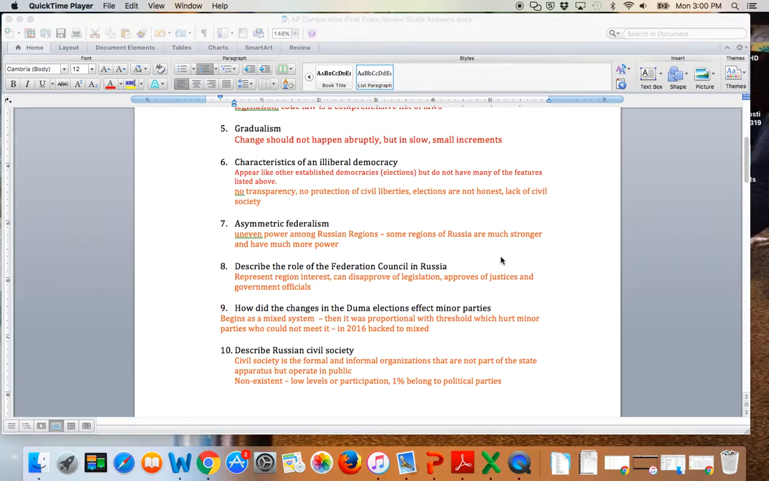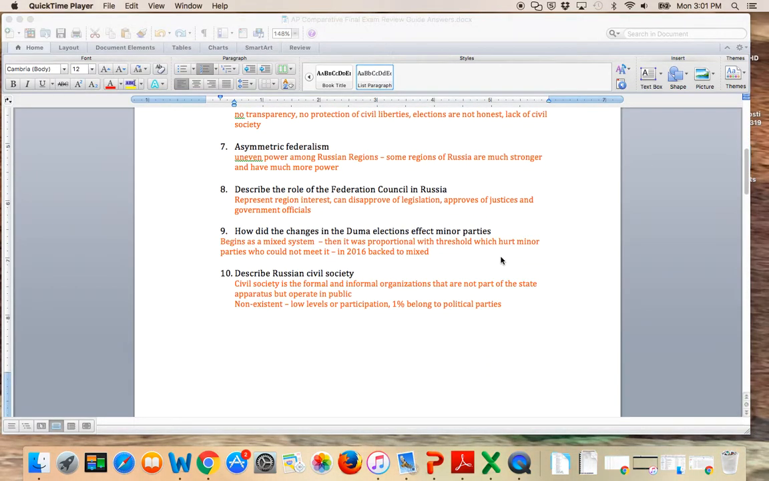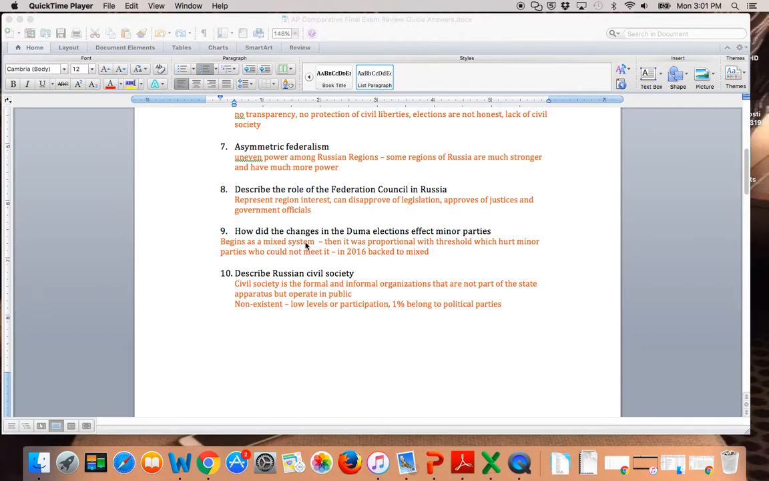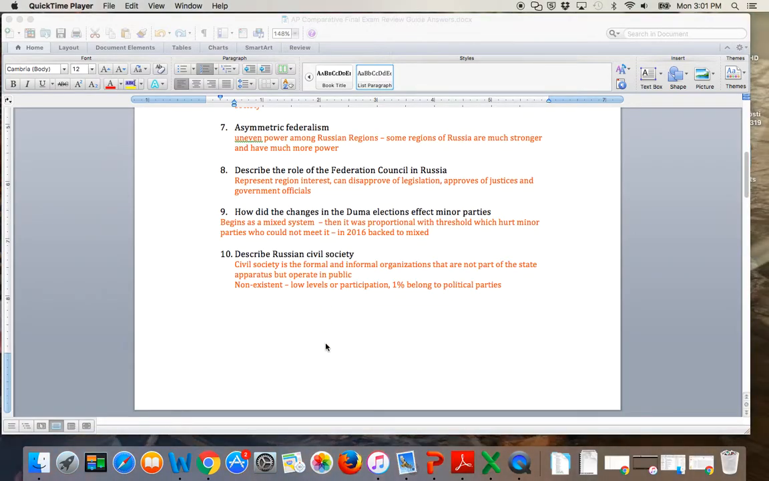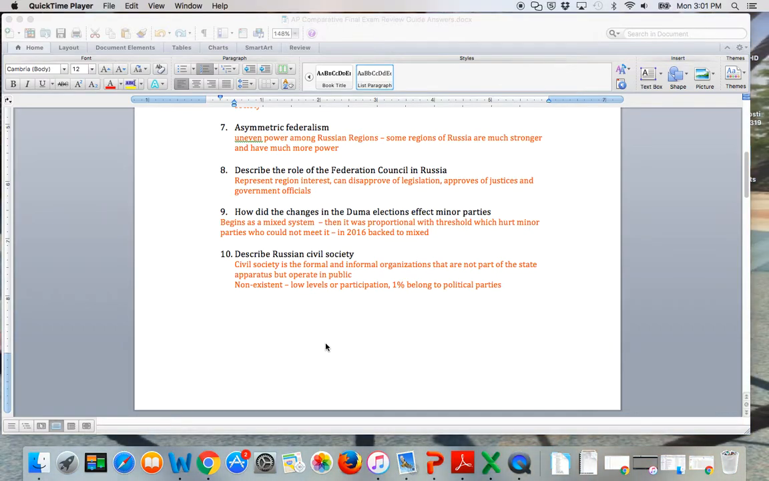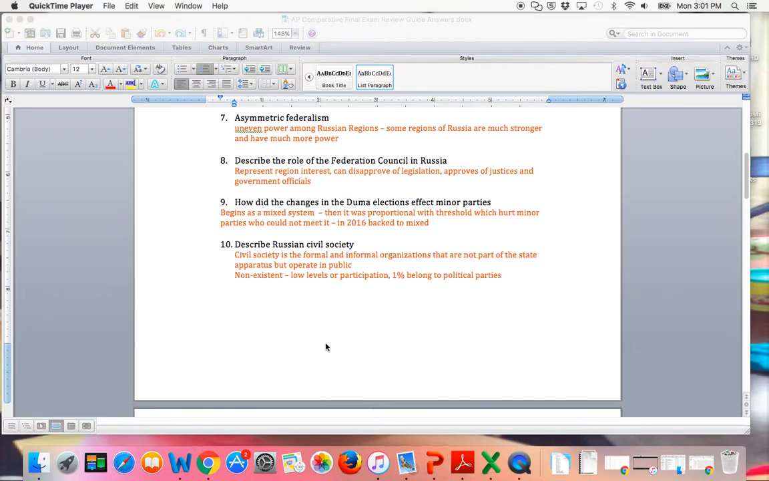The Federation Council represents the regions' interests within Russia, can disapprove any legislation, and approves government officials. The Duma changed, and the election system went from a mixed system to proportional with a threshold, meaning that some of these small parties who were gaining seats no longer could meet the threshold, so they were being eliminated. Civil society in Russia was not there in the USSR, so it lacks a strong civil society. Again, low levels of participation; a very small amount of people belong to political parties.